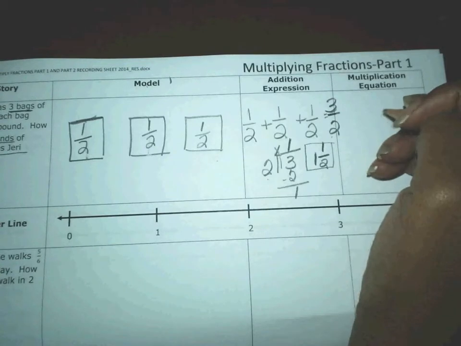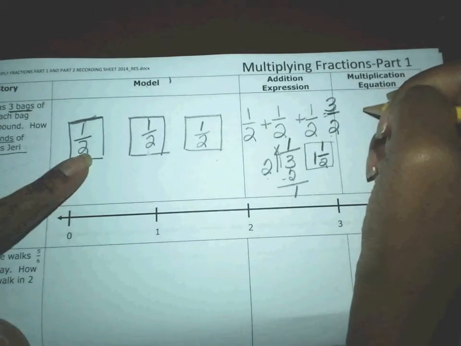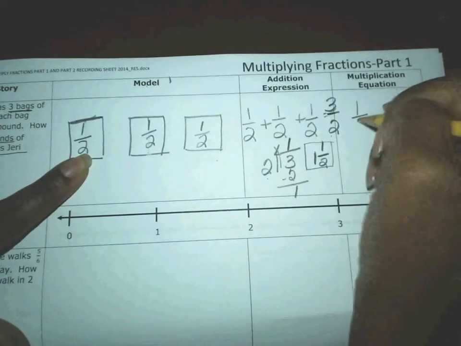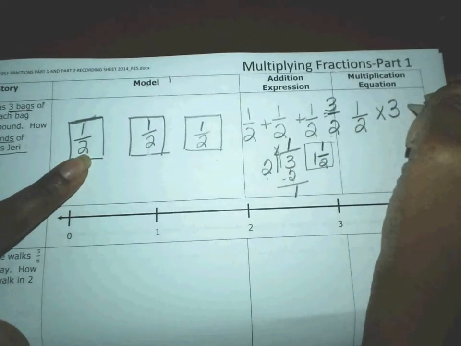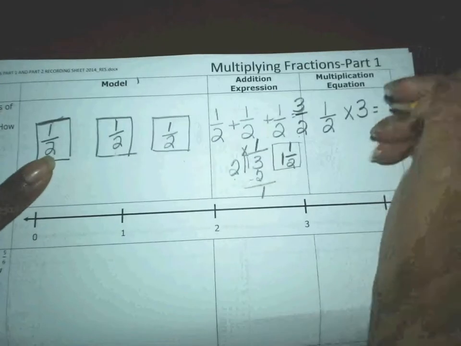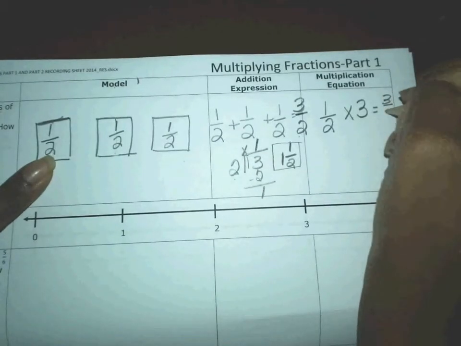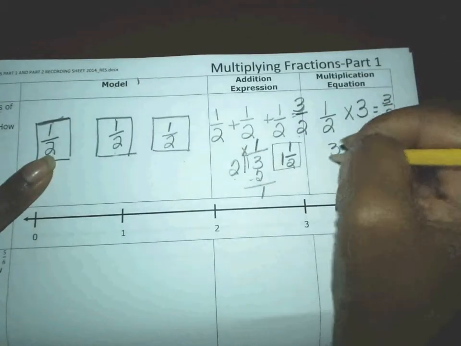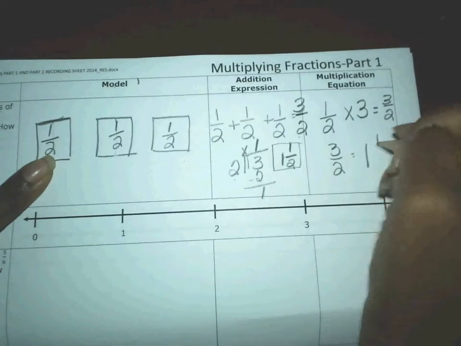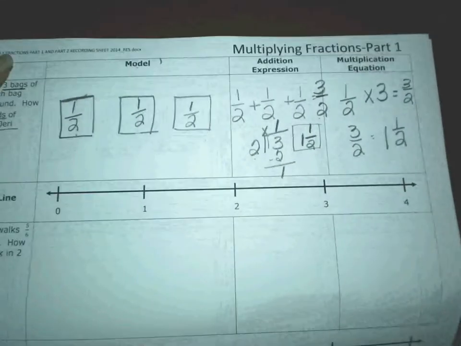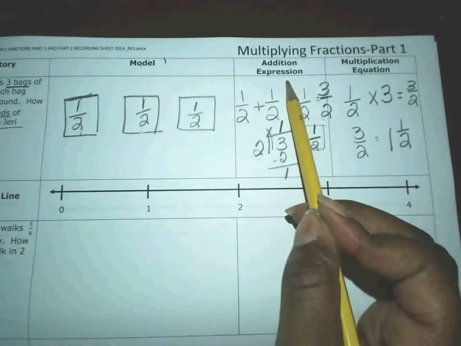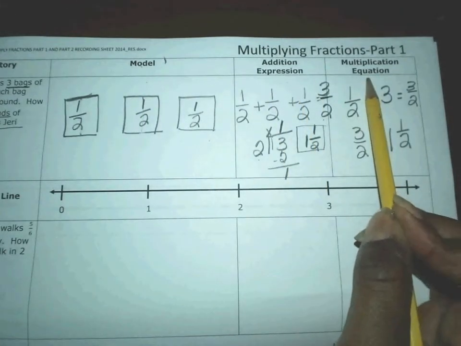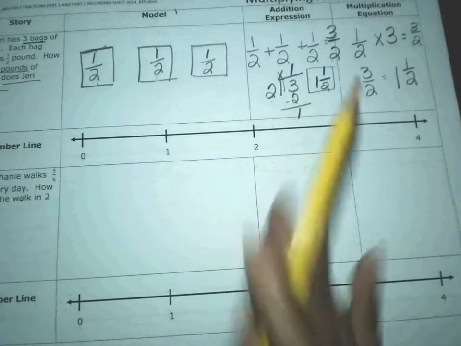Now the multiplication equation would be 1/2, and then how many bags do we have? 3. That's your multiplication equation. And we know that that equals 3/2, and 3/2 equals 1 and 1/2. Okay? So we've done the model here, we've done an addition expression, and we've done a multiplication equation.